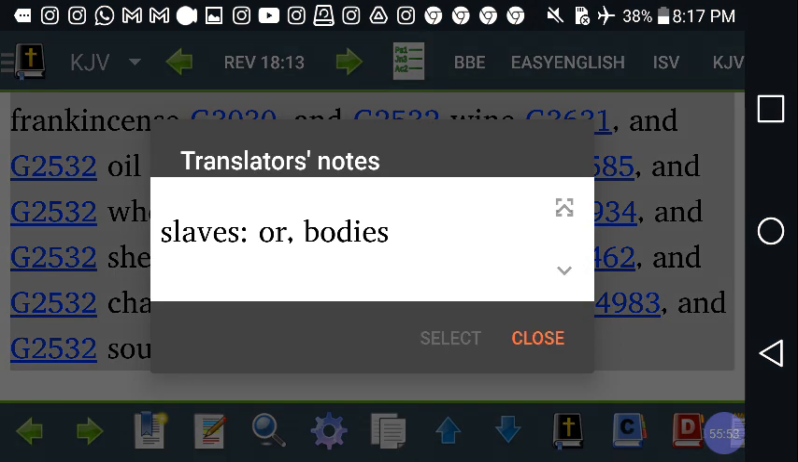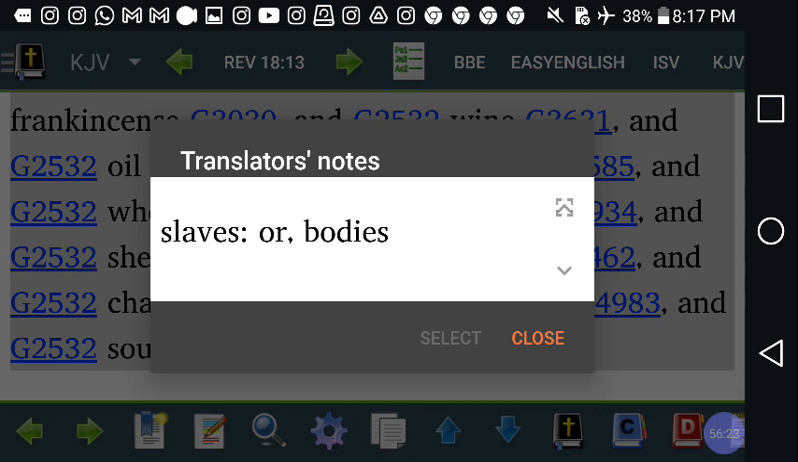Let's look at the note. Oh, translator's note. Where's the translator's note? We see the translator's note right here. All right. The translator's note right here is slaves or bodies of men. Look at the translator's note right there. Note that. Slaves or bodies. Isn't that a big difference? That's a big difference there.